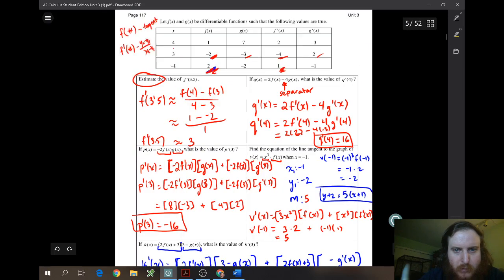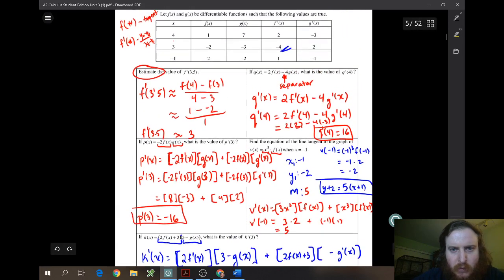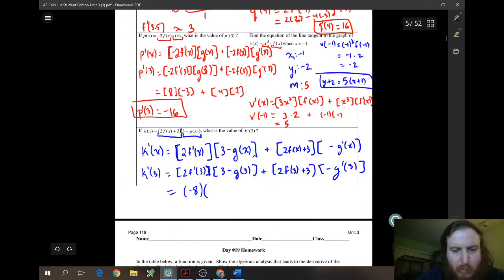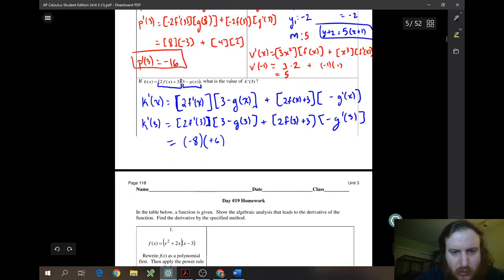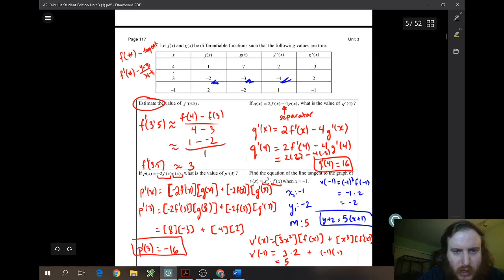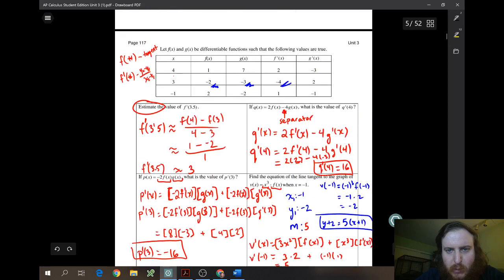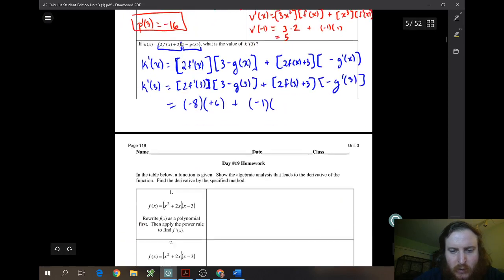So f prime of 3, we're in that middle line again. F prime of 3 is negative 4. So 2 times negative 4 would be negative 8 times 3 minus g of 3. Okay, g of 3 is negative 3. 3 minus negative 3 turns to positive 6. And then plus 2f of 3. So f of 3 is negative 2 times 2 is negative 4. So that's negative 4 plus 3 is negative 1. And times negative g prime of 3. Negative g prime of 3 is negative 2.